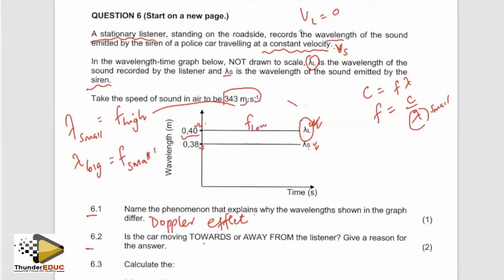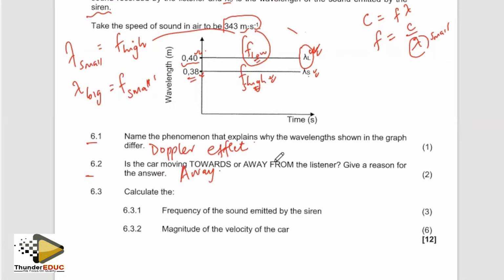It's a lower frequency. And since the wavelength is small there, the frequency here is going to be high. So the frequency of the source is high and the frequency of the listener is low. So the frequency that the observer records is smaller than what is actually emitted. And that scenario occurs when the object is moving away. So I would take away to be the answer.